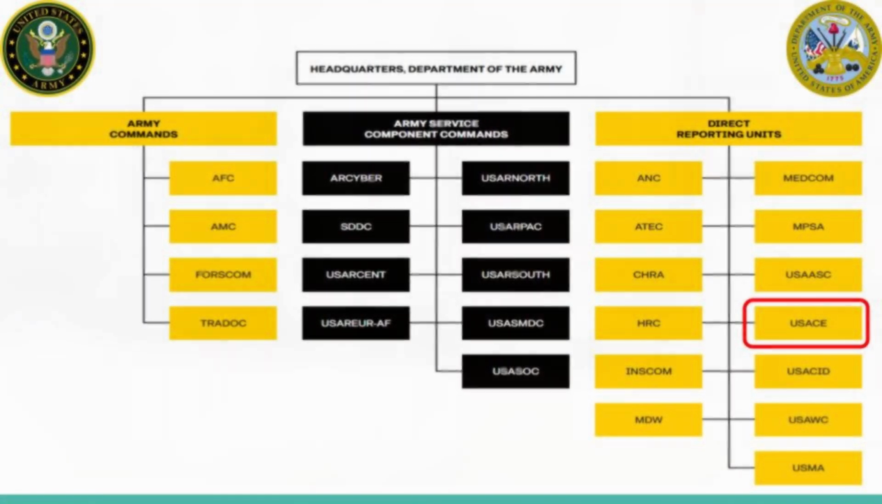A well-known DRU is the Army Corps of Engineers, or USACE. They provide engineering services and capabilities in support of national interests out of their office in Washington, D.C.